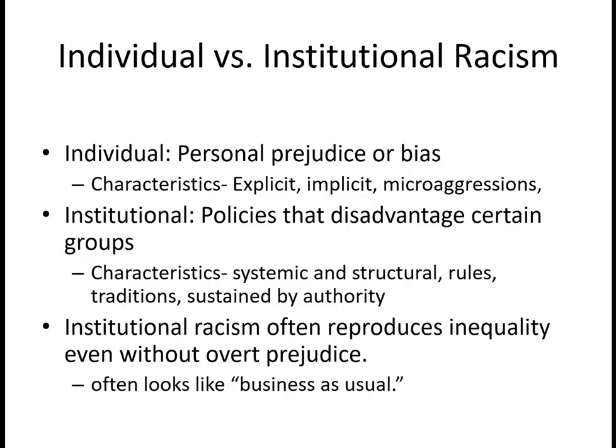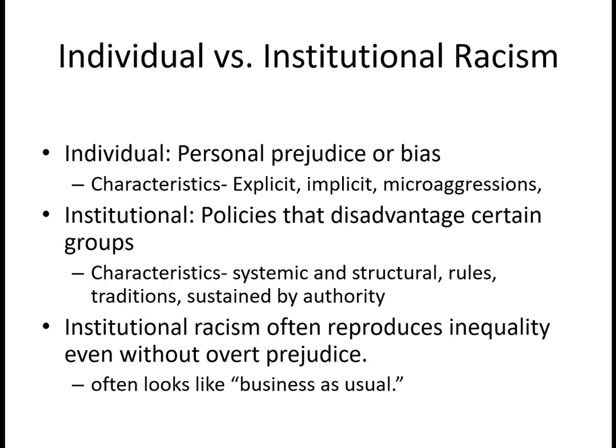Think about zoning and funding systems that lead to white schools having newer facilities, more experienced teachers. Everyone gets a new Chromebook. Everyone gets a new iPad. Everyone gets a new MacBook, compared to schools that don't have those resources. So impact-wise in education, institutional racism often reproduces inequality even without overt prejudice.